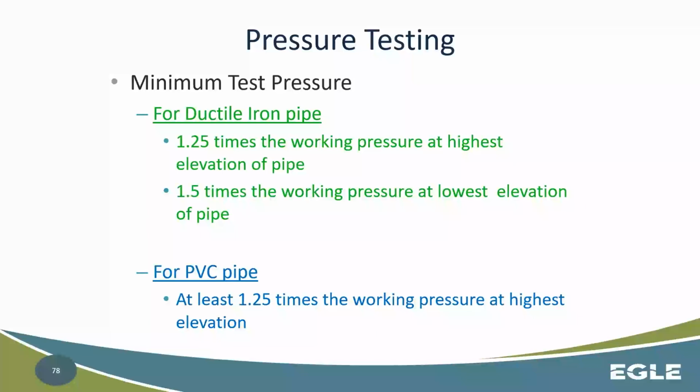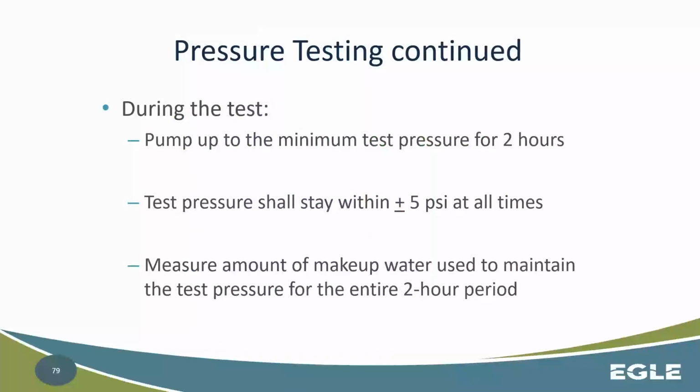So 1.25 times the working pressure at the highest elevation of pipe. And 1.5 times the working pressure at the lowest elevation of pipe. PVC is similar in that regard. It just doesn't have that lowest elevation requirement. Okay, so it's making sure that those internal pressures are adequate. And as you're doing that pressure testing, there's also leak testing that goes along with that. So what the pressure testing really gets into is essentially you're pumping at that minimum test pressure, whatever you're setting that at, whatever that minimum is. Okay, and you're doing that for 2 hours.